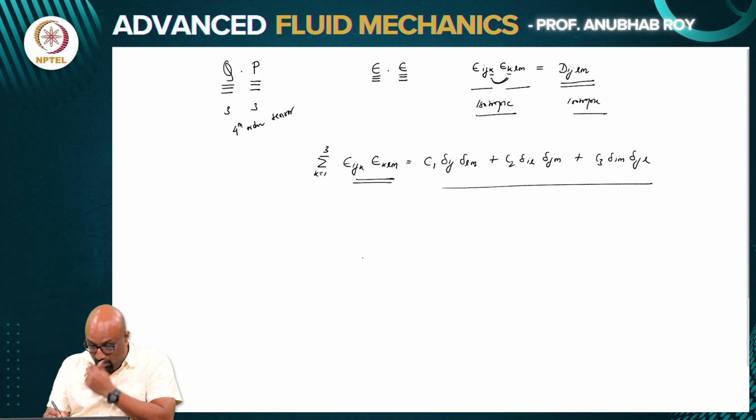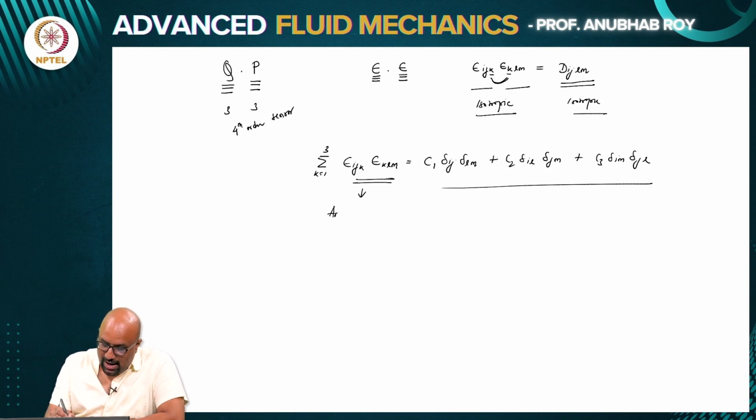Okay, now let us go back to it. So, the LHS is antisymmetric about i and j, which means if I switch indices, this becomes epsilon_jik epsilon_klm. But delta_ij is symmetric about i and j.